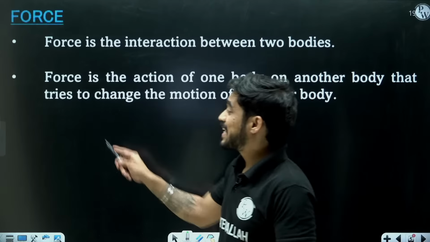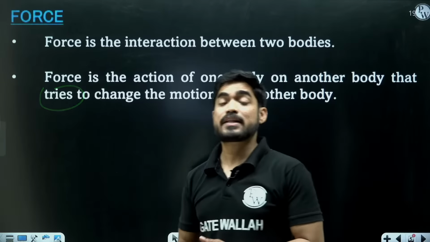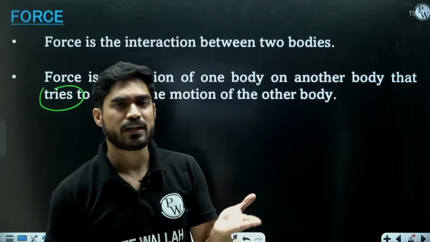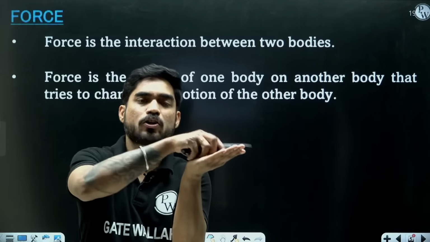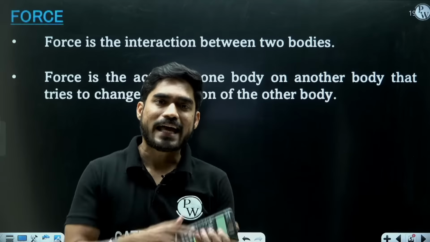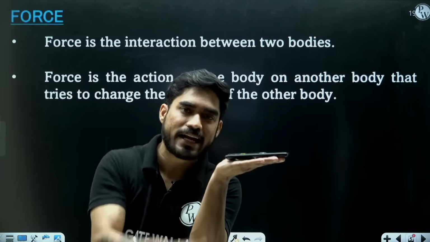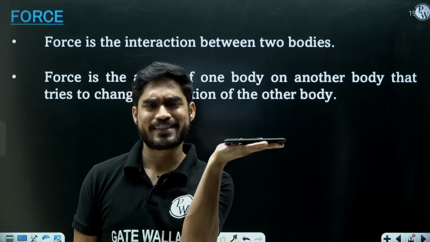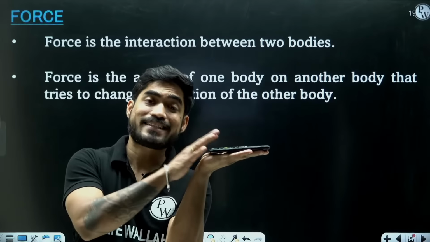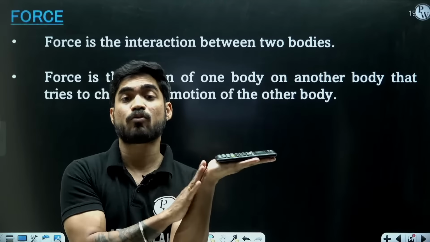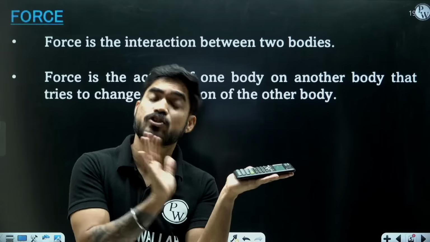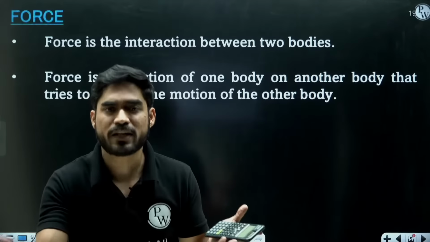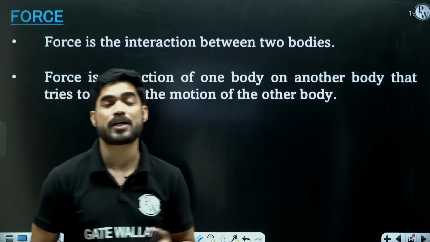Now I am saying trying to. It means that it is not necessary that the motion will change. For example, if I put a calculator on top of my hand, the calculator is trying to move my hand downward, but my hand is not actually moving. It is still there, right? So it is just trying to change the motion of my hand, not actually changing. It is trying. It might happen, it might not happen, but it is trying to change the motion of the body.